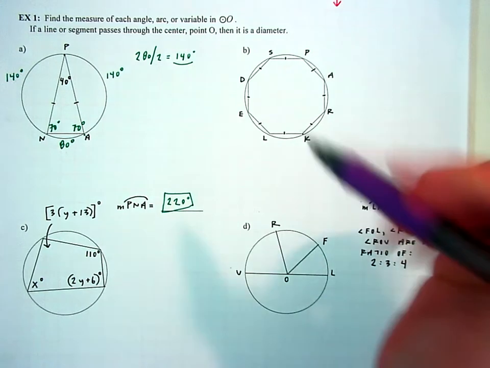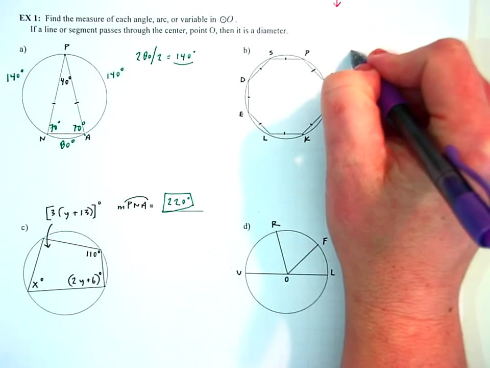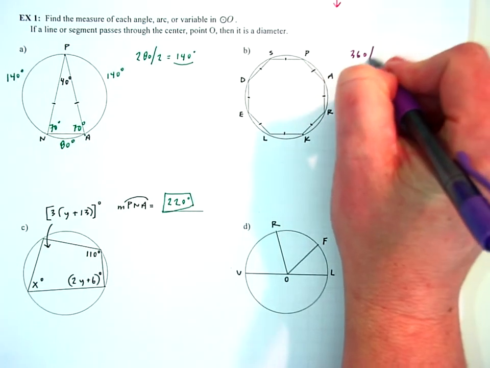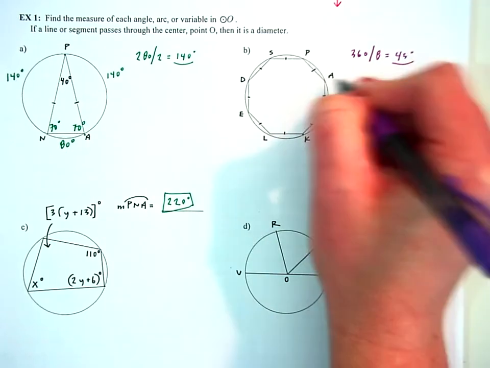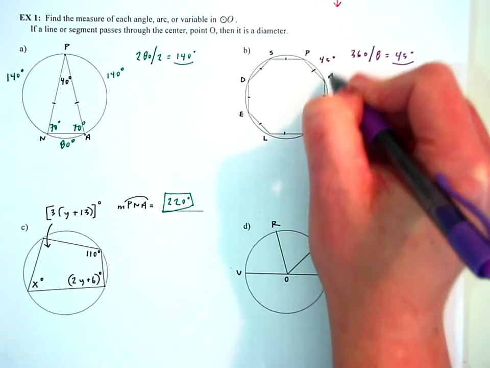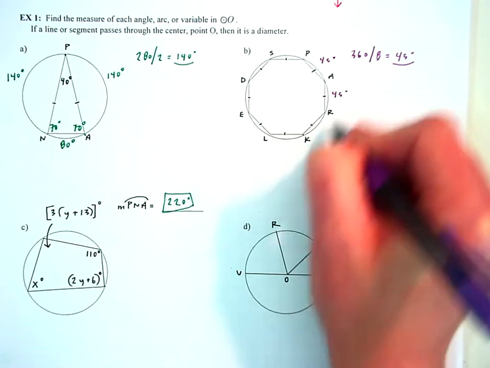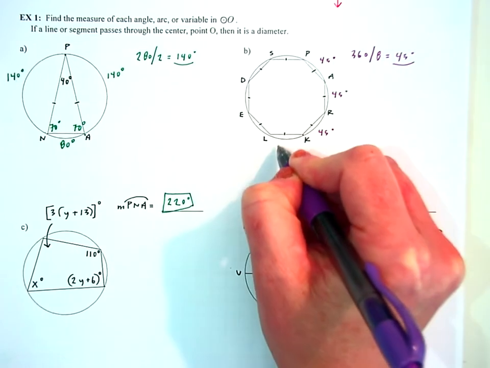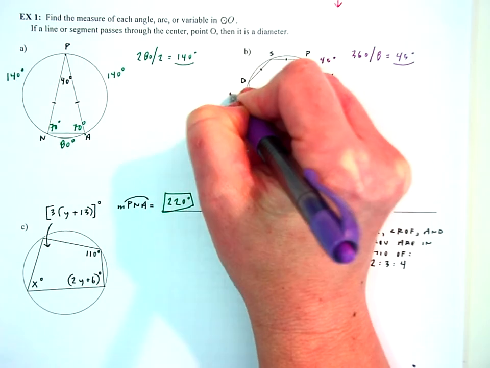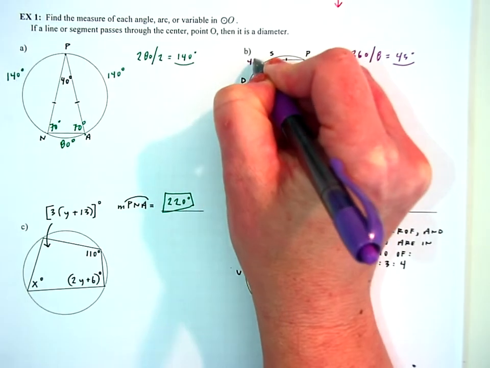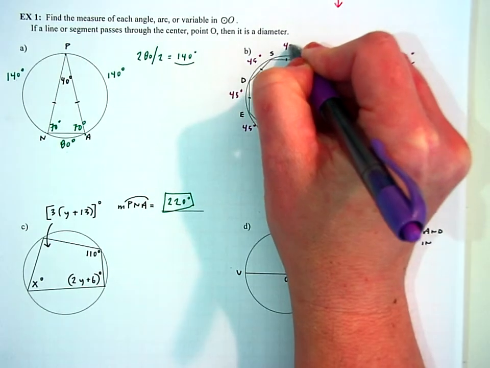So if I take that full 360 and I split it 8 ways, I can see that each of these arcs is going to be 45 degrees. So I'm going to mark that all the way around the circle. And then I'm going to go back and pay close attention to what I'm asked to solve for. I often fill out more information than I actually need.